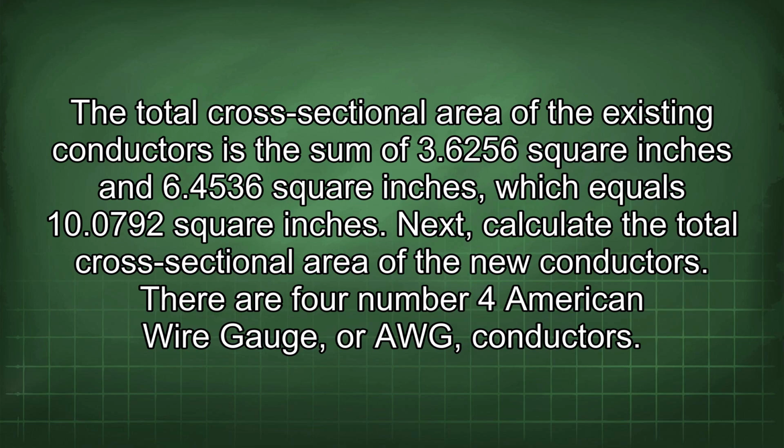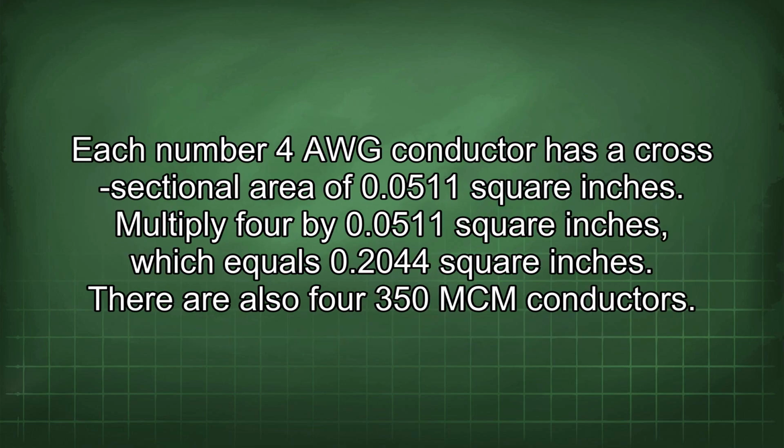Next, calculate the total cross-sectional area of the new conductors. There are 4 number 4 American wire gauge, or AWG, conductors. Each number 4 AWG conductor has a cross-sectional area of 0.0511 square inches. Multiply 4 by 0.0511 square inches, which equals 0.2044 square inches.